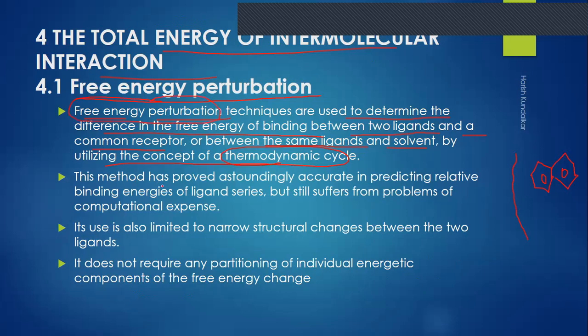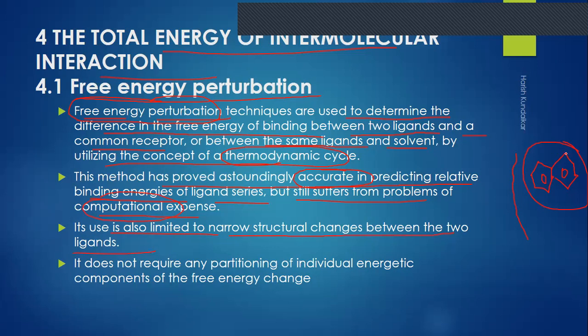This method has proved astoundingly accurate in predicting relative binding energies of ligand series, but still suffers from problems of computational expense. So even though these are very accurate calculations for a given series, that is, related structures of ligands, they are still computationally expensive. And its use is limited due to narrow structural changes between the two ligands.